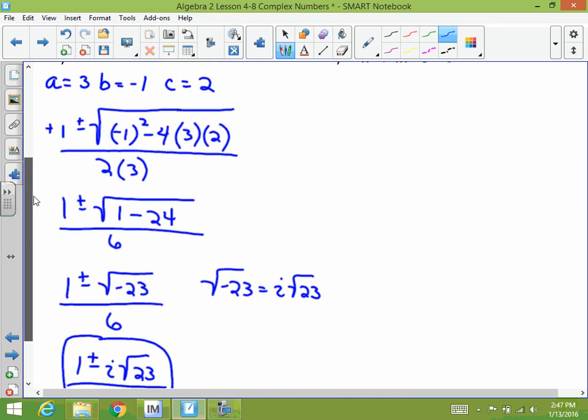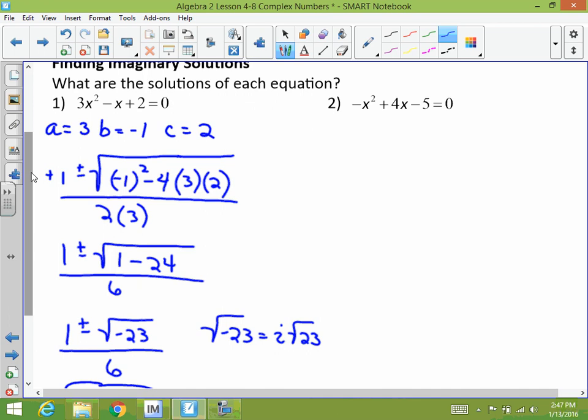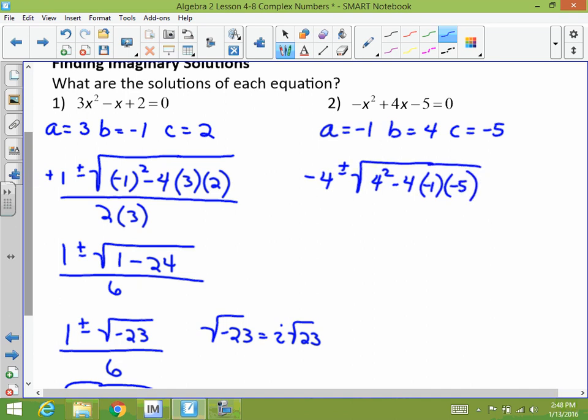And last but not least, let's solve a different one. -x squared plus 4x minus 5. My a term is -1, my b term is 4, my c term is -5. So negative b plus or minus the square root of b squared minus 4 times a times c, all divided by 2 times a. So -4 plus or minus the square root of 16 minus 20, because -5 and -1 is +5, +5 times 4 is 20, all over -2.